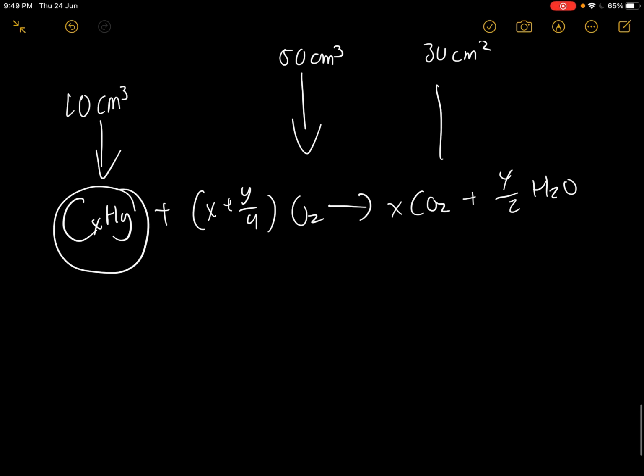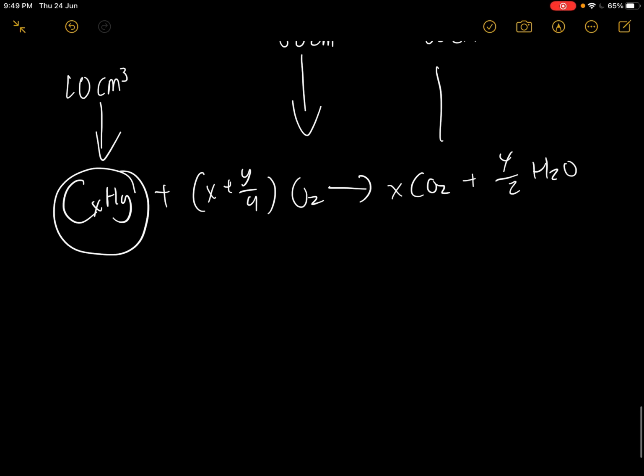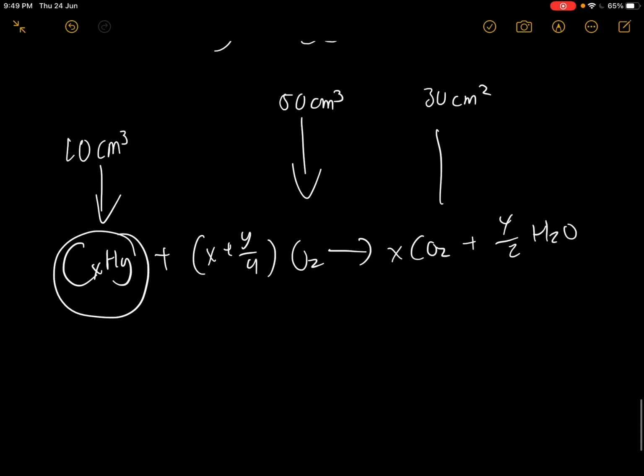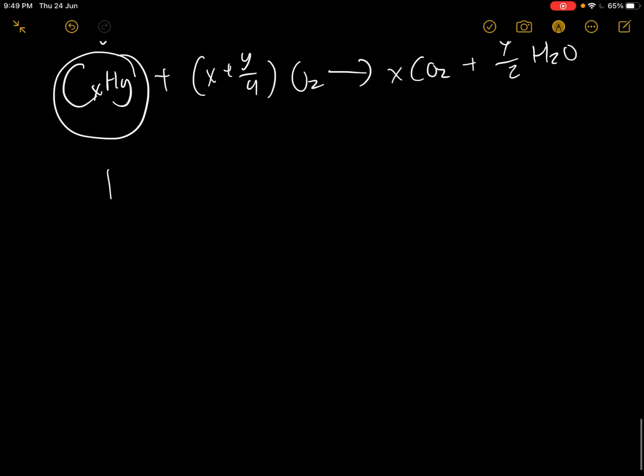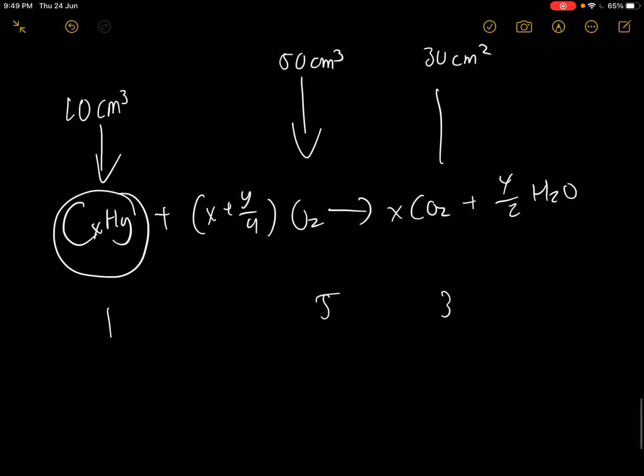So first of all, you need to try and make it into a ratio, because these are all in gas. Since they're all in gas, you don't have to change it into molar mass and then find the ratio there. You can just immediately use this as your ratio. So it's 1, 5, and 3 because it's the lowest ratio.